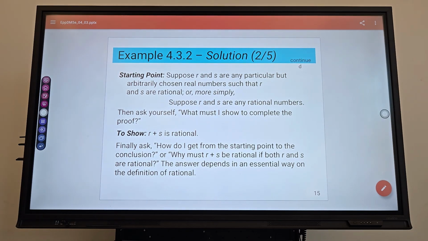Then you ask yourself, what must I show to complete the proof? R plus S is rational. How do I get from the starting point to the conclusion? That's the body of the proof.